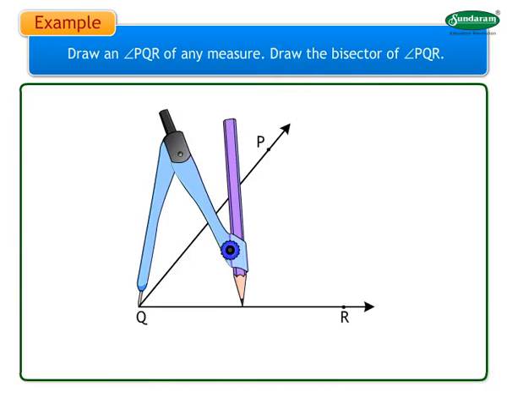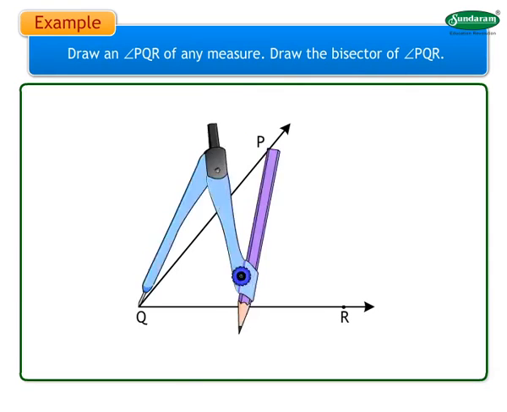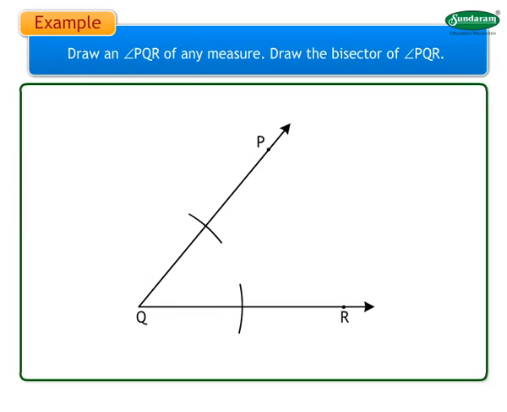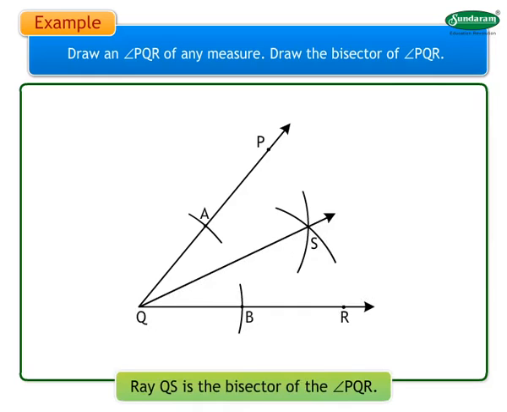Place the point of the compass on point Q. Taking a suitable span, draw an arc intersecting the ray QP and ray QR at the points A and B respectively. Now, with the same span, draw arcs first with center A and then another with center B to intersect the first arc. Let the point of intersection be S. Draw ray QS. Thus, ray QS is the bisector of the angle PQR.